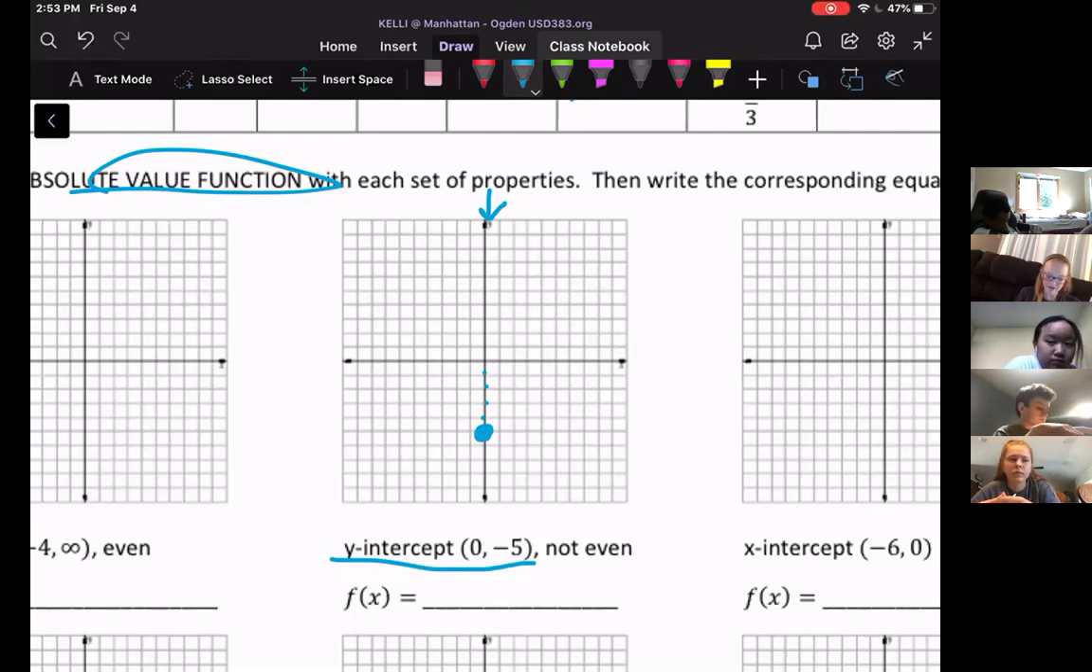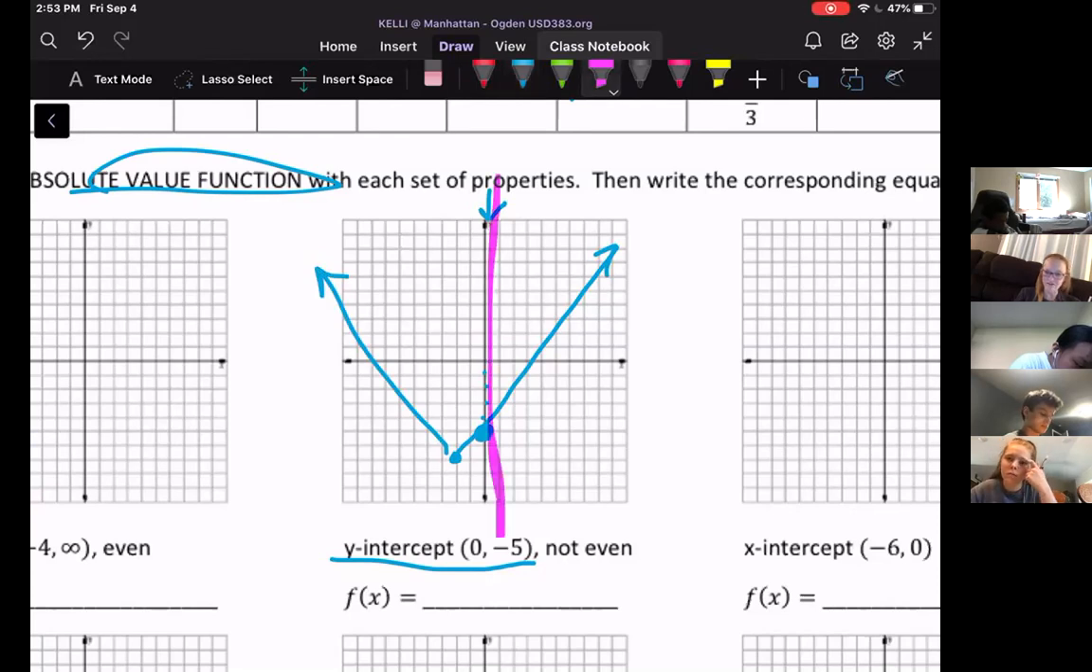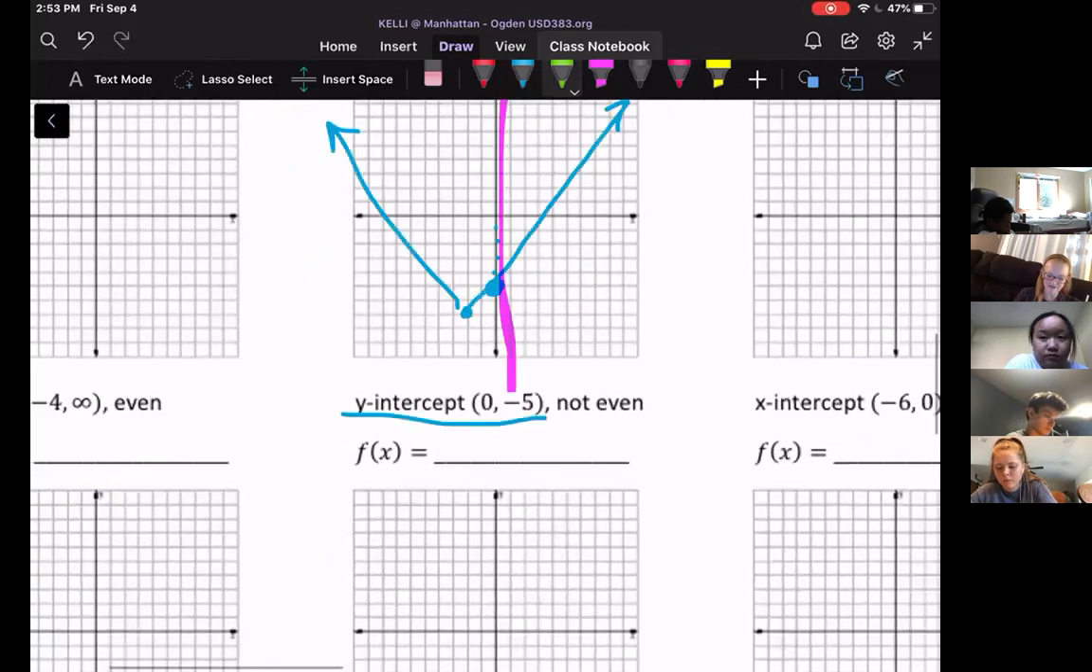So, you know, let's say I want that new point I just drew to be my vertex. If I folded this on the y-axis here, would it line up on itself? No. So this would work. Now, how do I write that as a function? Well, let's say I'm not going to stretch it or shrink it at all. You could play around with that if you wanted. But for our purposes, I'm taking that original parent function that looks like this, and I moved the vertex down here now.